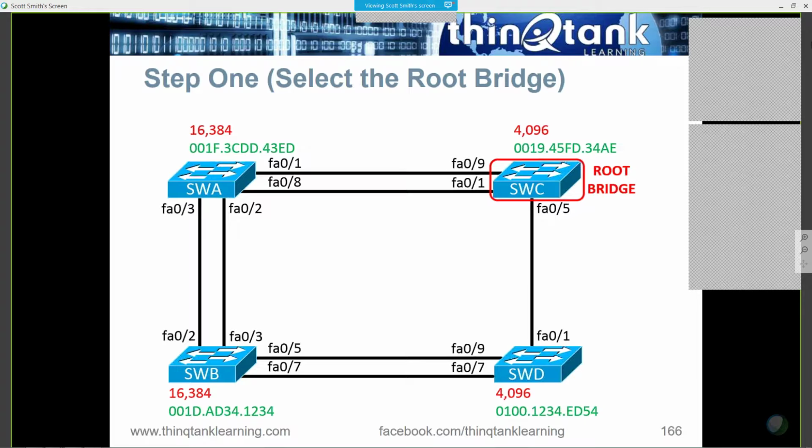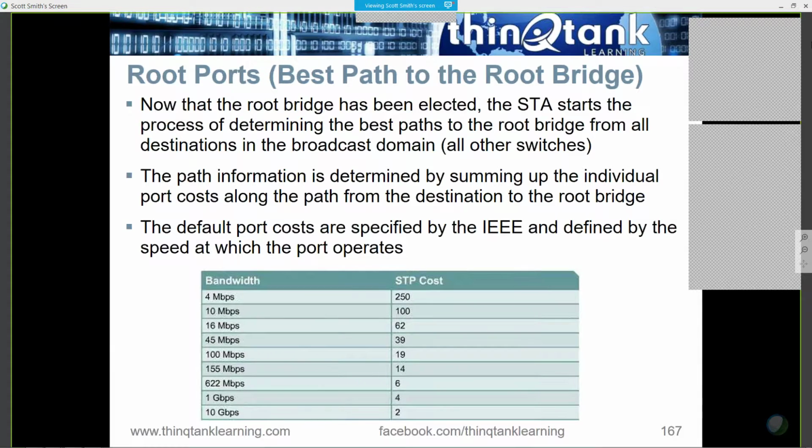Now, step 2 is the most complicated step. Step 3 is less complicated. Step 4 is not complicated at all. But step 2 really can be the most difficult step to grasp, because in step 2, we are electing our root ports. These are actually called root ports.